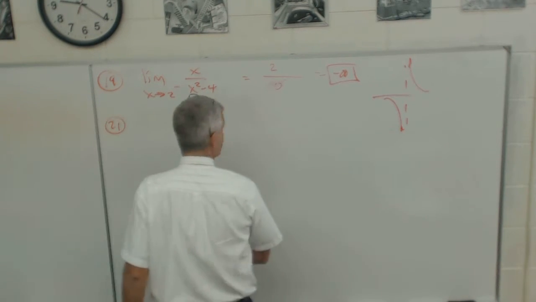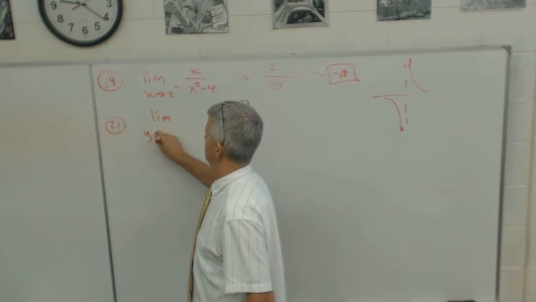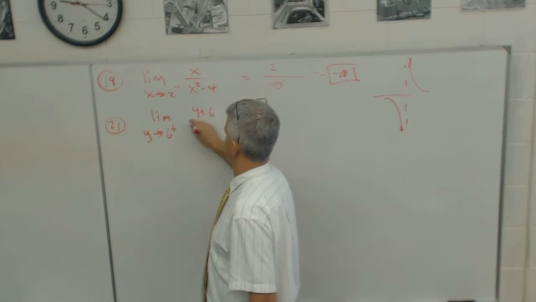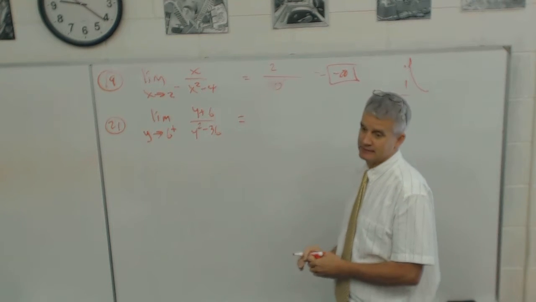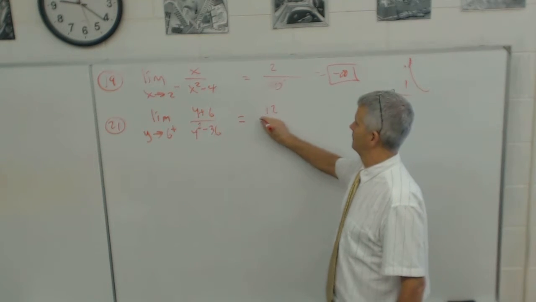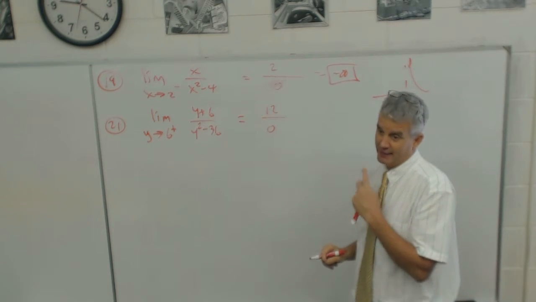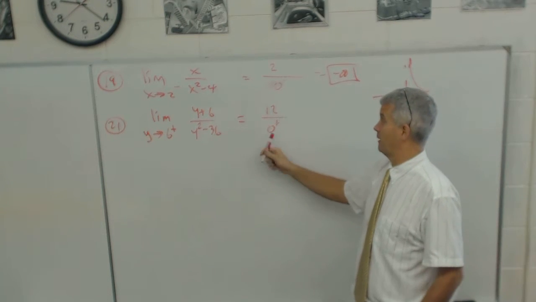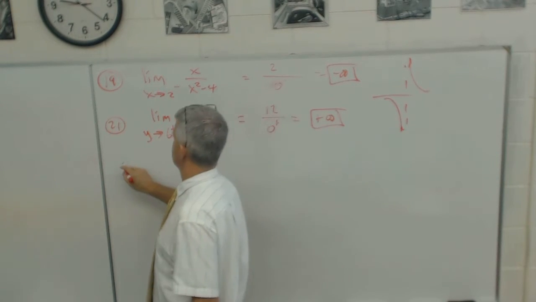Okay. 21. The limit as y approaches 6 from the positive side of y plus 6 all over y squared minus 36. Plug it in, what do we get? On top, 12 over 0. Is it going to be positive 0 or negative 0, or is it going to depend? It's going to be positive. We have a number a little bit bigger than 6. We square that, it's a little bigger than 36. So it's going to be positive. What's the answer to this one? Positive infinity.